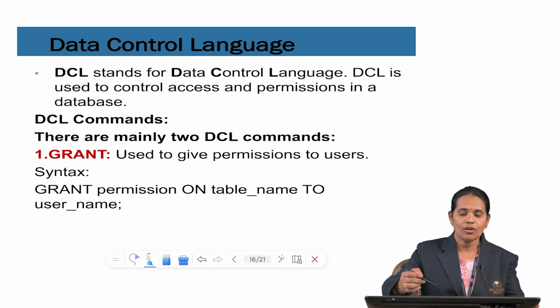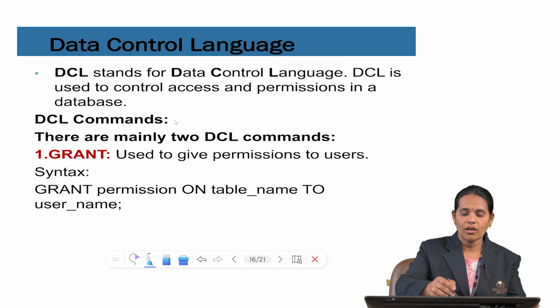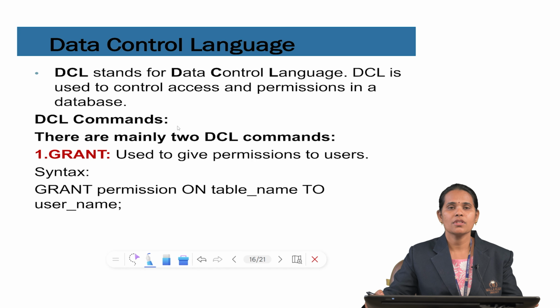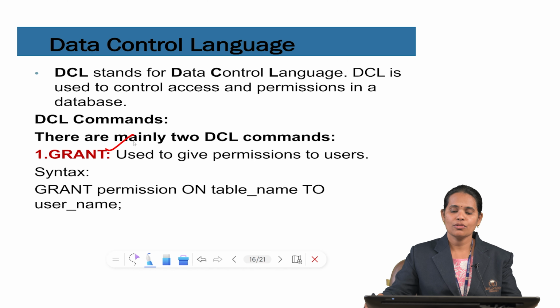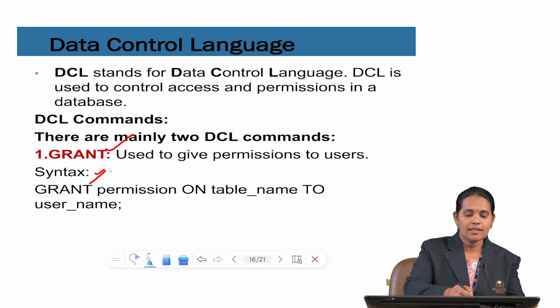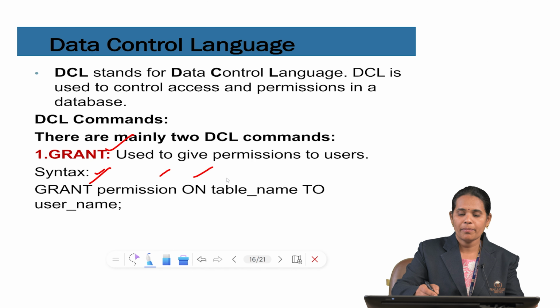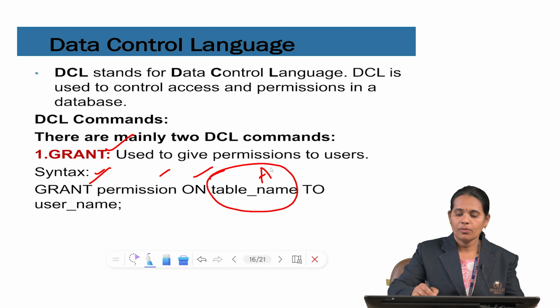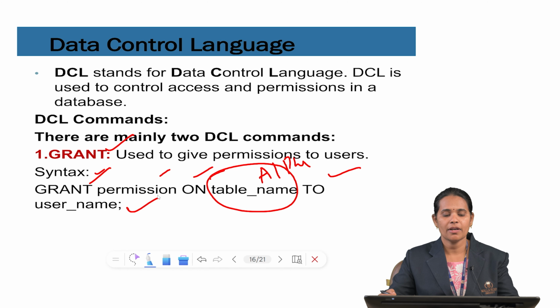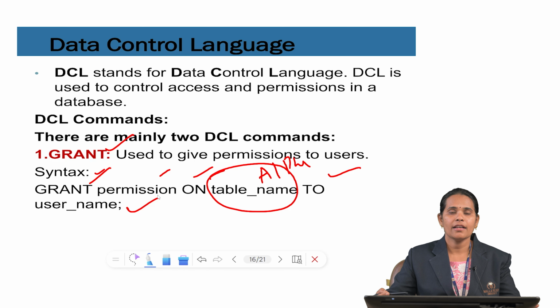In order to provide the authorization, we are going to use two different commands. The first one is grant. Grant is used to give permissions to the user. The syntax is grant permissions on a particular table name, alpha, to the particular user. With the help of the grant command, we are giving the permissions to the particular user on a particular table.